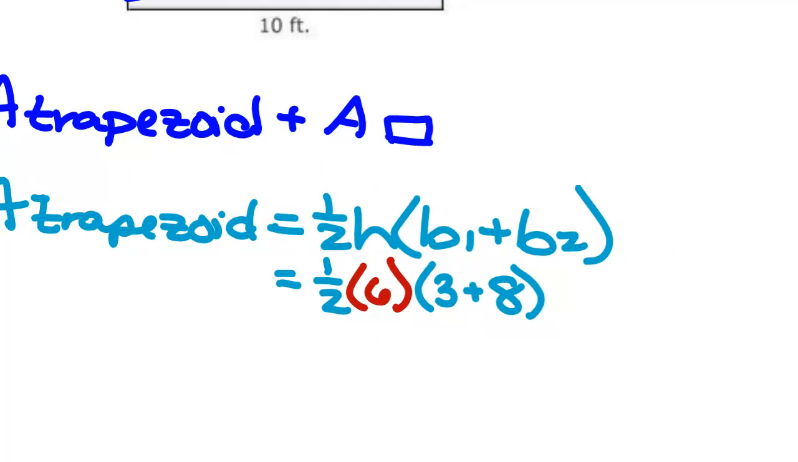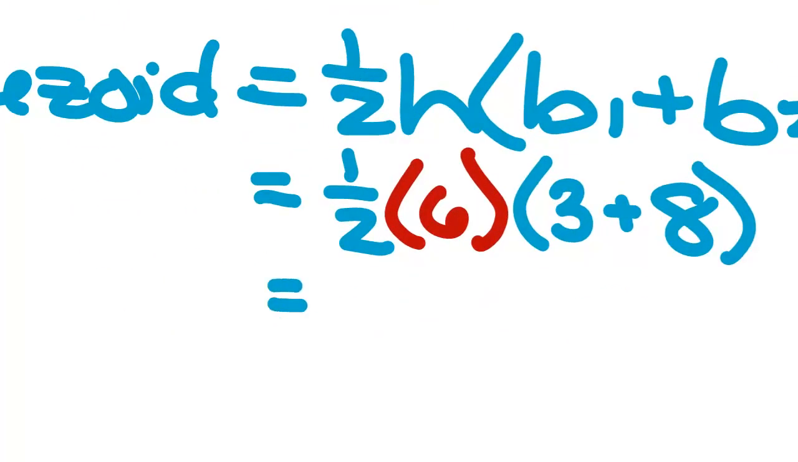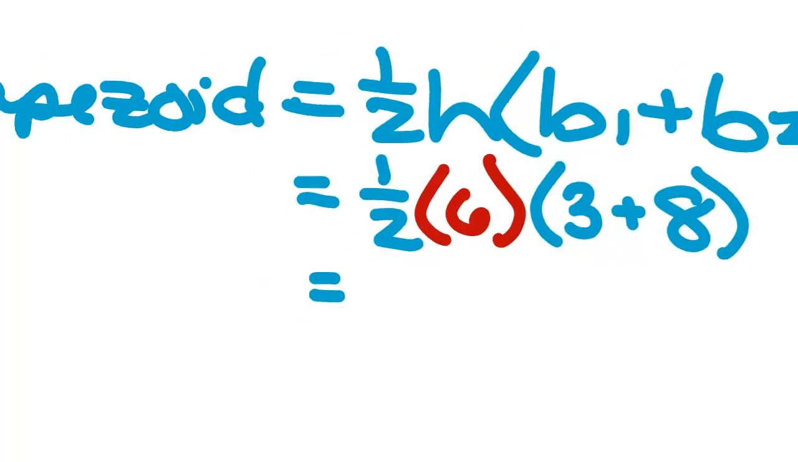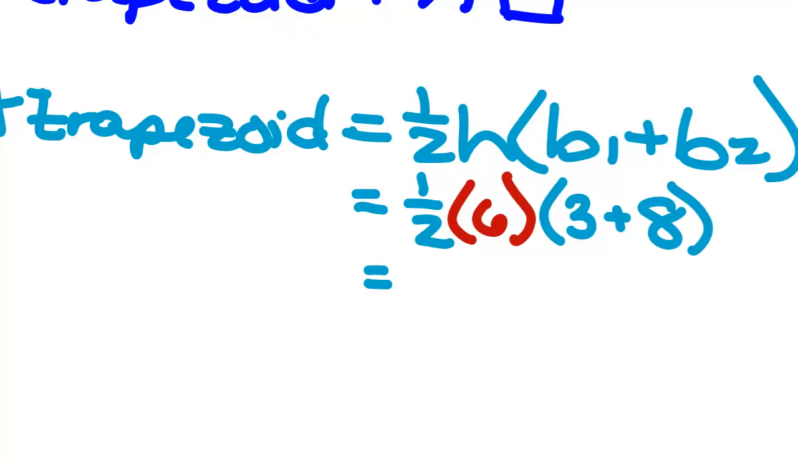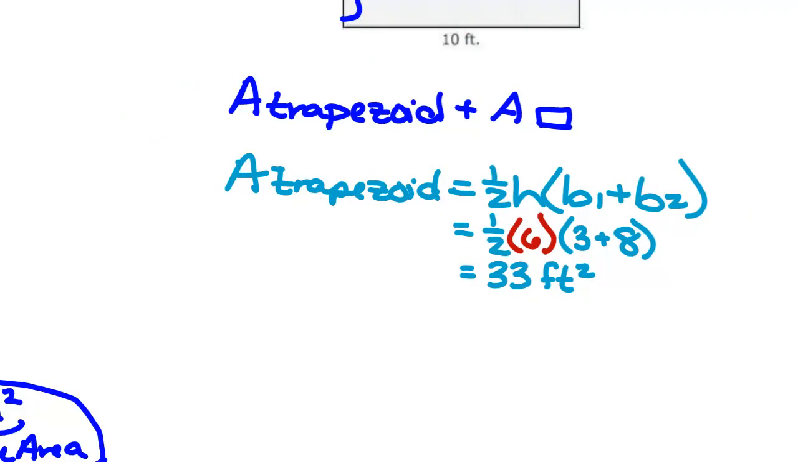So I have 1/2 times 6 times 3 plus 8, which would give us what? We have 33 feet squared. Make sure you have the parentheses around the 3 plus 8. Otherwise, it's going to do 1/2 times 6 times 3, and then it'll just add 8 on top of that. You have to make sure you've got it inside parentheses.